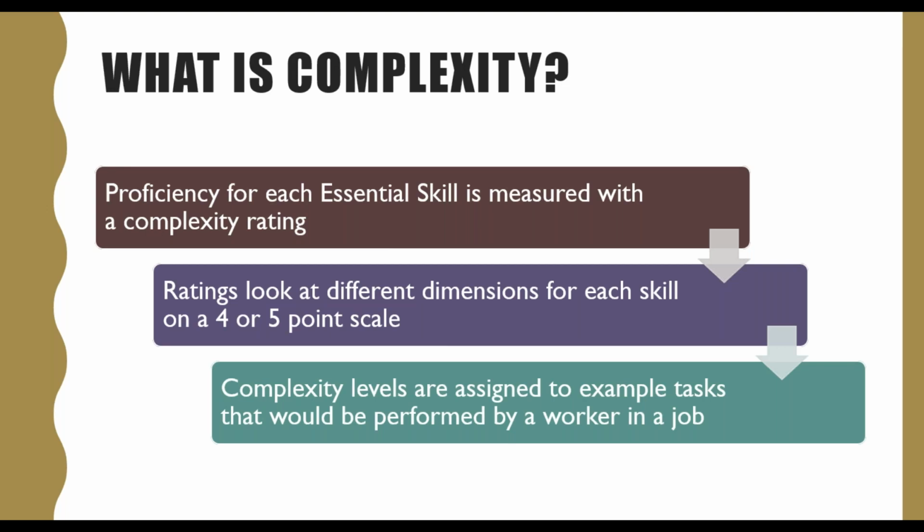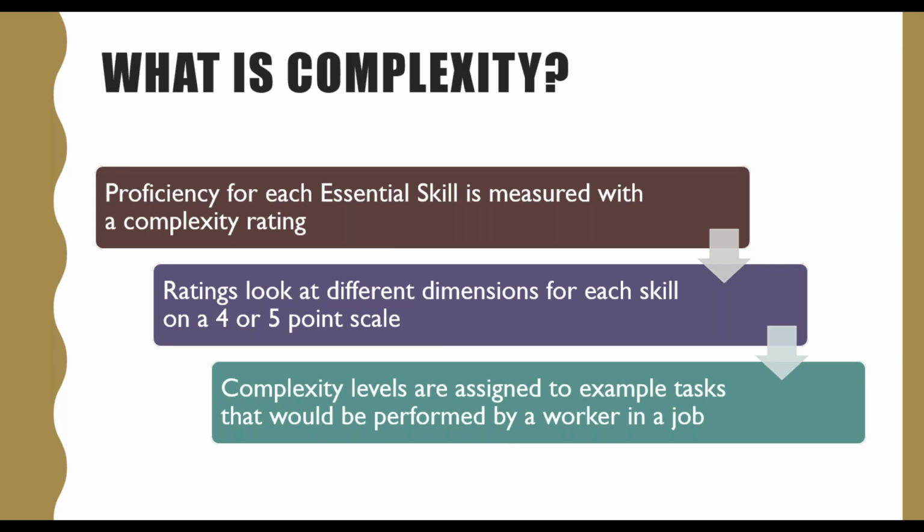So as we start talking about this, sometimes a particular task might have a different rating in a different dimension, but what the essential skills profile does is integrate the information and give you a single number to give you an overall rating. Again, there's a lot of information and support in the complexity scales, but it's obviously never going to be an exact science. So complexity levels from 1, which are typically pretty basic tasks, to a 4 or 5, which are advanced tasks, are then assigned to example tasks performed by a worker in a specific job.